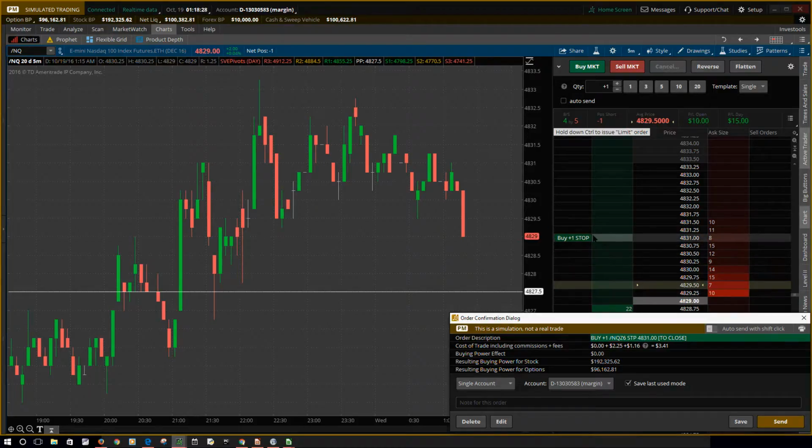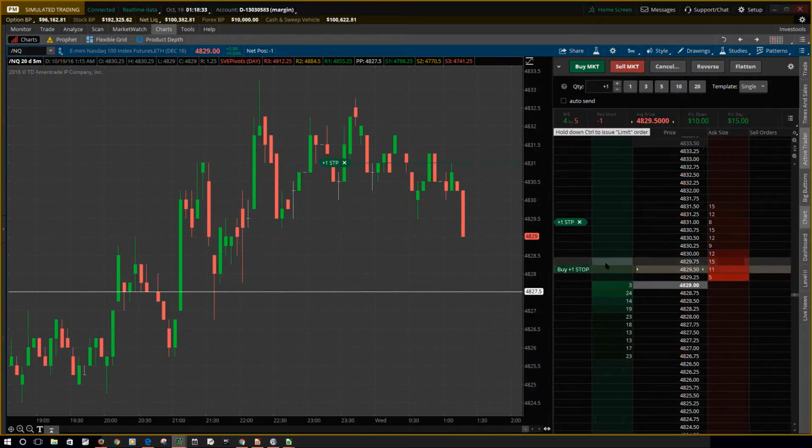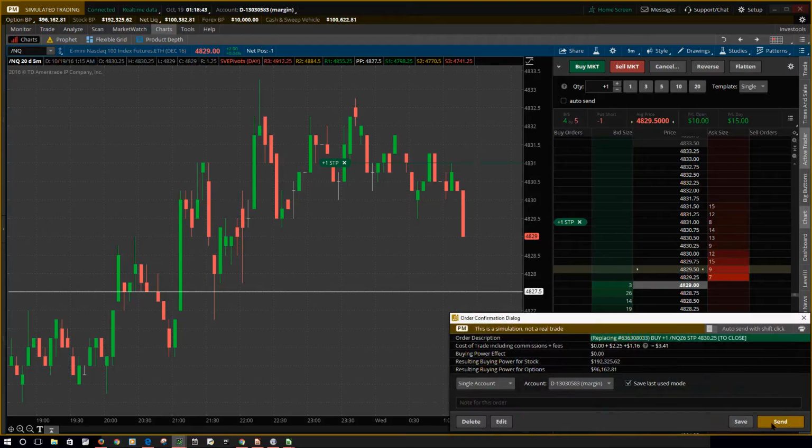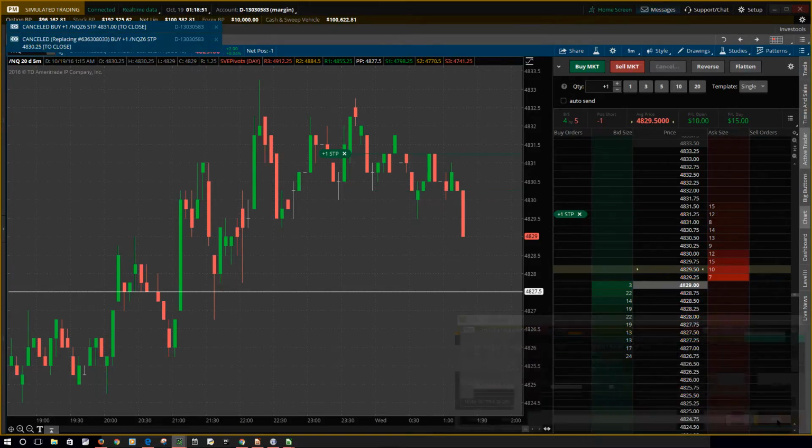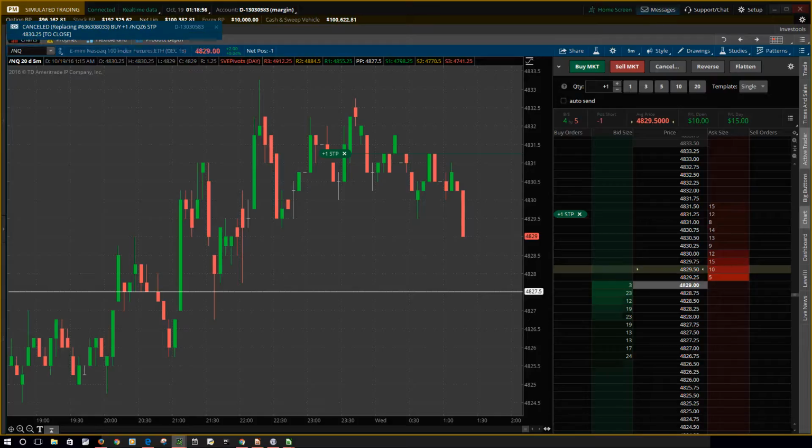I'm just clicking anywhere for demonstration purposes only, and clicking send. It gives me a confirmation. So now I have a stop in place. On this particular platform, I can click on here and drag this stop up and down however I want. That's the other nice thing on this platform: I can adjust my stop very easily. There, I'm adjusting my stop. Okay, I've got a stop in place. That's the thing, you always want to manage your risk. You want to make sure you get that in place. And this is just one way of doing it.